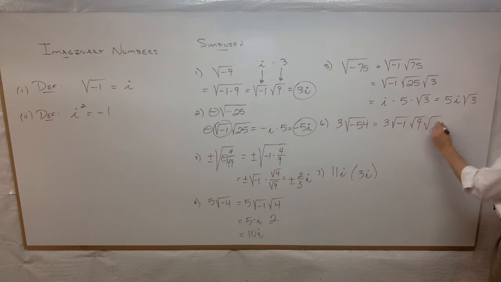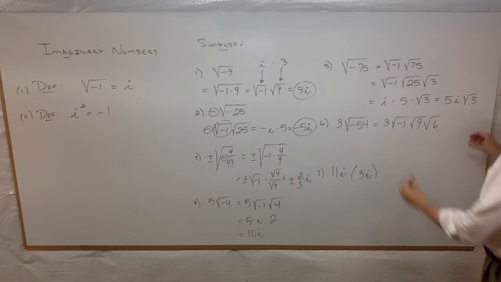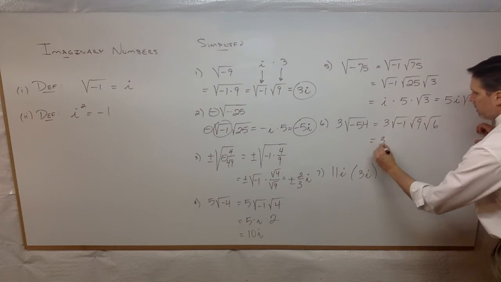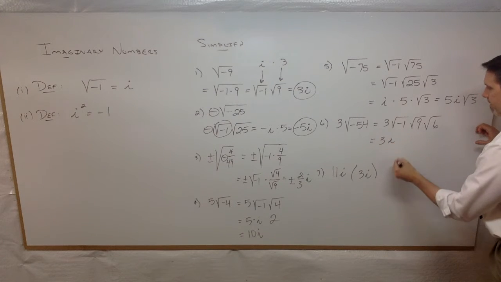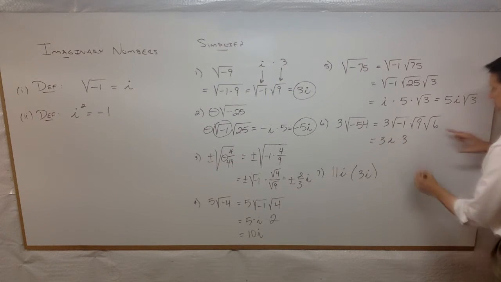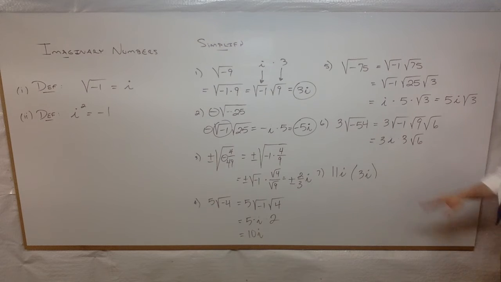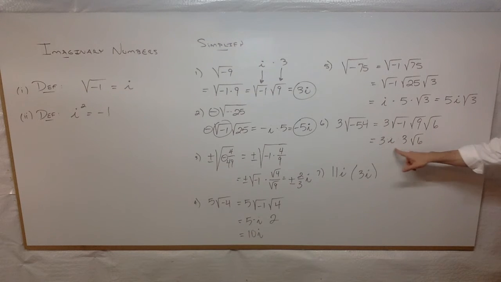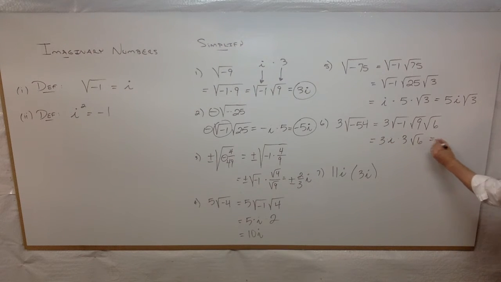And we'll split that up into 9 times 6 is 54. All right, so clean this up. You got 3, you got i, you got another 3, and you got the square root of 6. So it's 3 times i times 3 times the square root of 6. We would say this is 9i square root 6 for our answer, again putting the i in between the 9 and the square root.